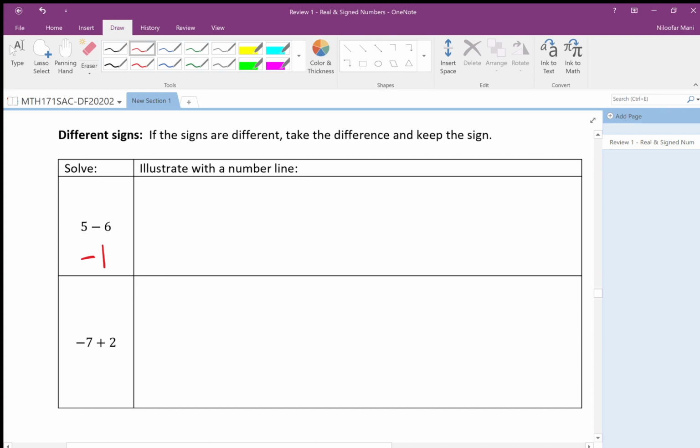How about minus 7 and 2? Okay, 7 and 2. What is the difference? 5. Between 7 and 2, 5. What is the result? Minus 5. Why? Because my bigger number, which is 7, has negative sign. So I use minus 5. So I find the difference and then I use the sign of the bigger number.